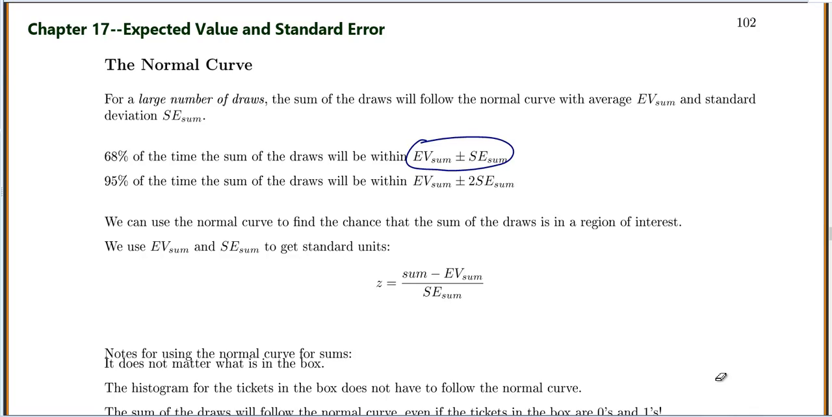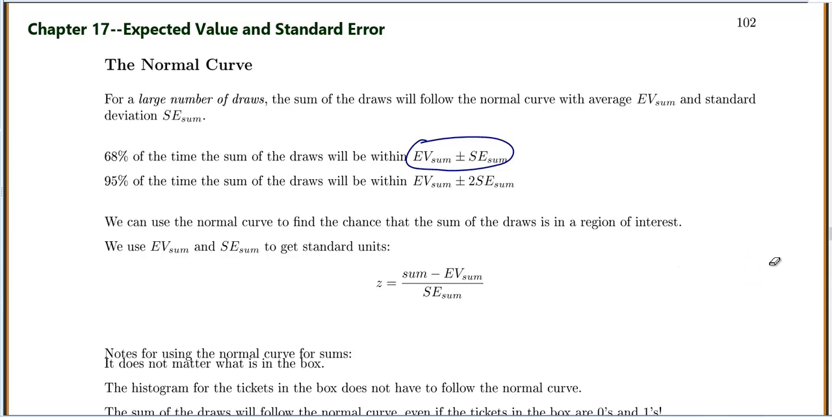And we can actually use the normal curve to find the chance that the sum of the draws is in any region of interest. To use the normal curve, you always have to standardize. So we're going to use the expected value of the sum and the standard error of the sum to get standard units. So it's going to be Z equals the sum minus the expected value of the sum over standard error of the sum. If you remember back in chapter 5, it was X minus the average over the standard deviation. But those were just for individual numbers. Now we're dealing with sums, so instead we're going to do sum minus expected value of the sum divided by standard error of the sum.